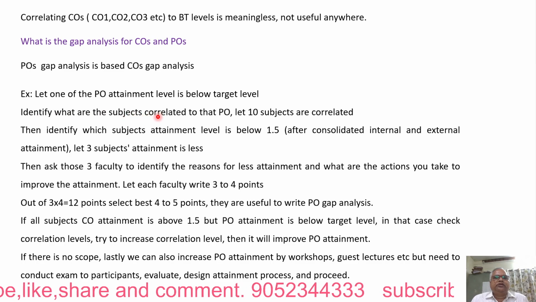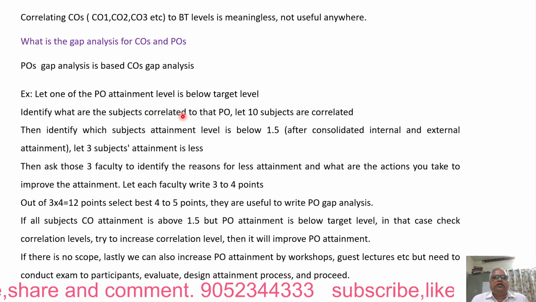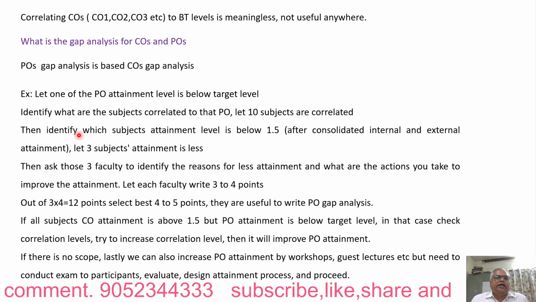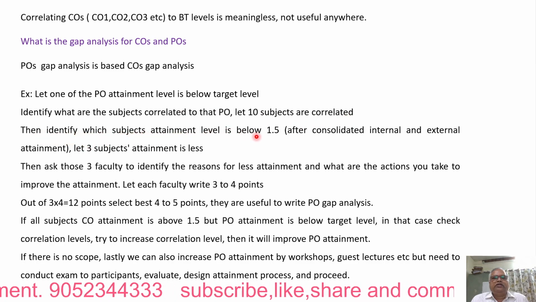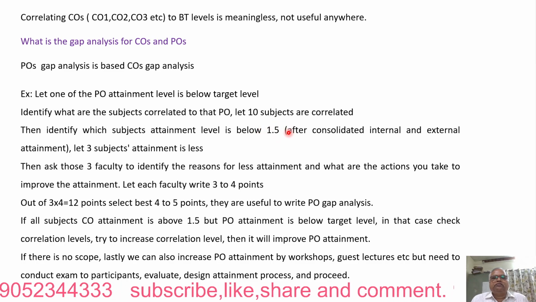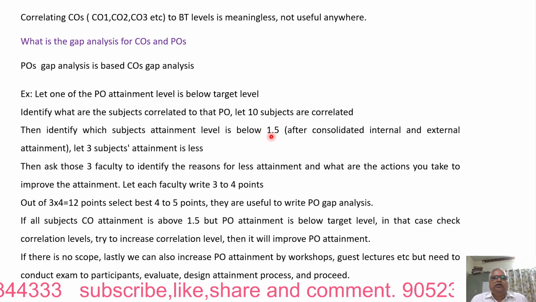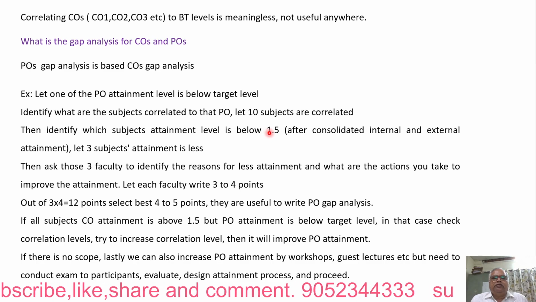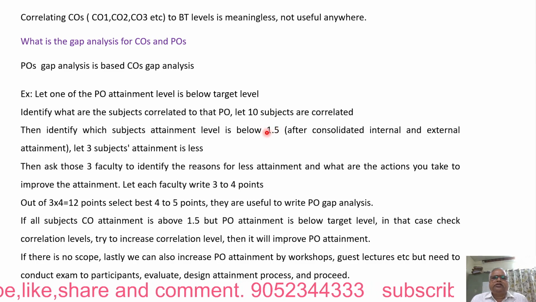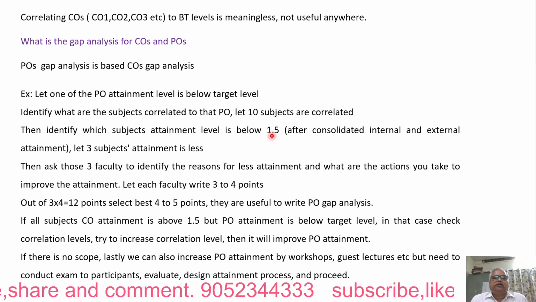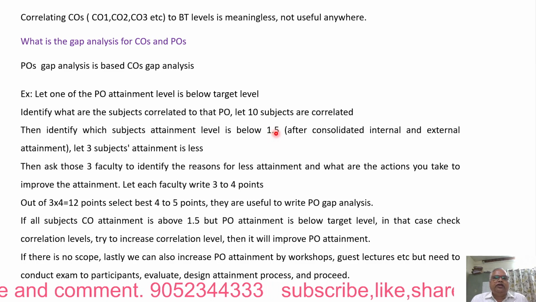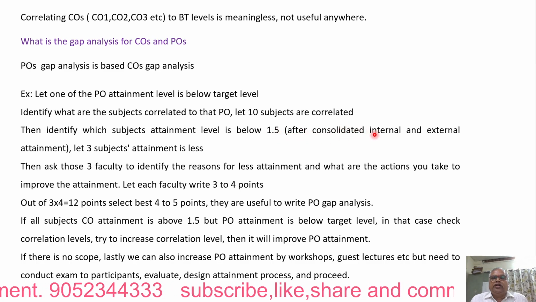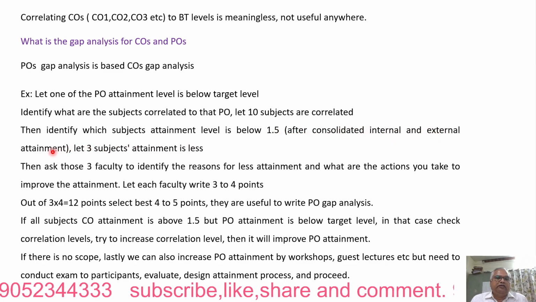Identify what are the subjects correlated to this particular PO. Let 10 subjects be correlated. Then identify which subject's attainment level is below 1.5. This is 1.5 or 1 or whatever; it is left to the department. So reasonably 1.5 is better. If it is below 1.5, it comes under low attainment, considering consolidation of internal and external attainments.